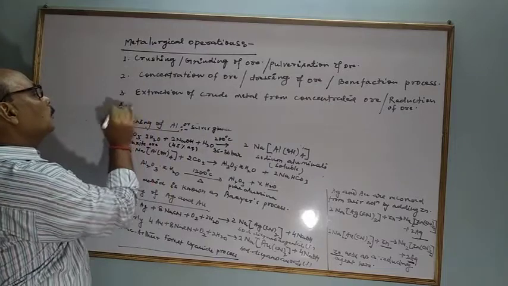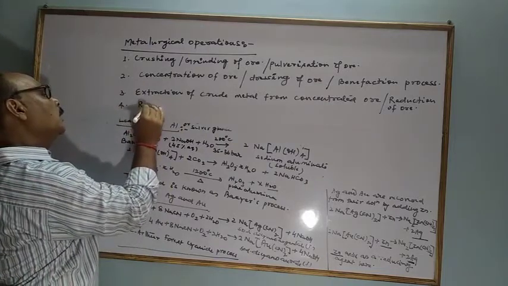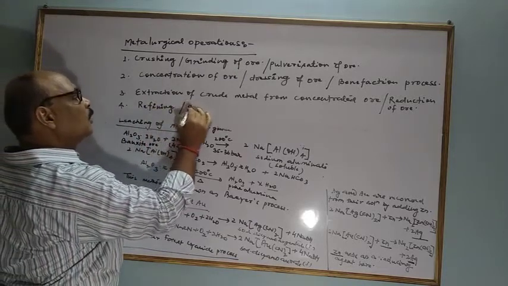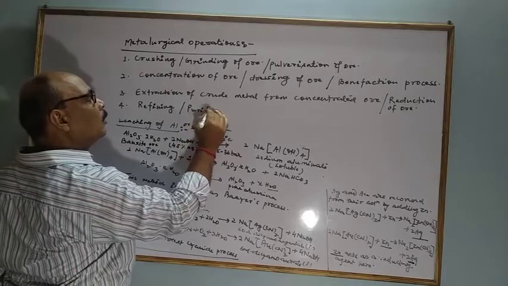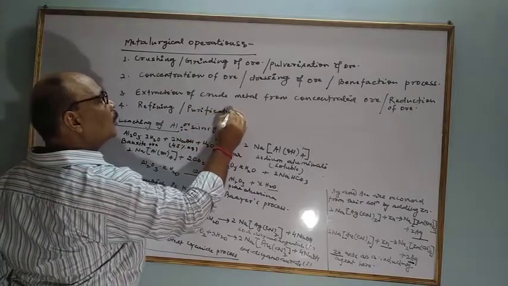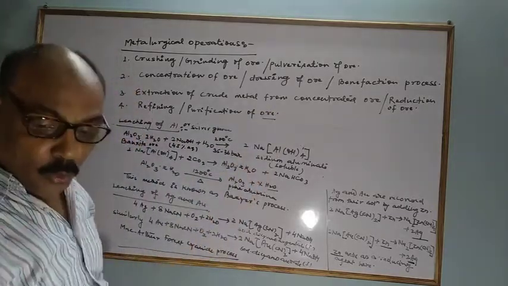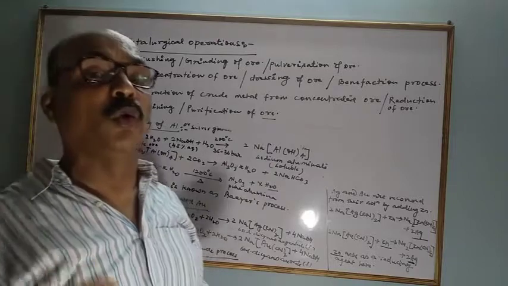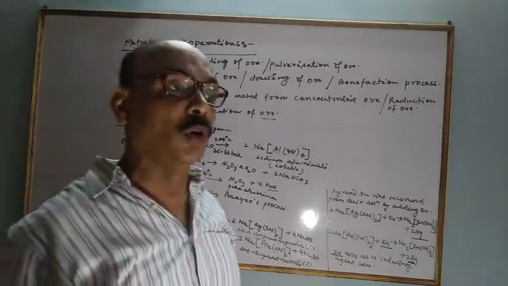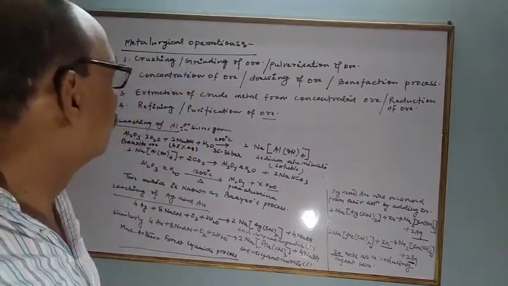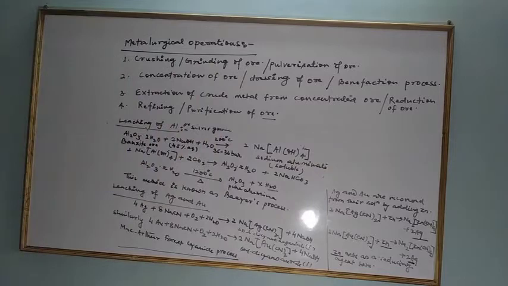And fourth is the refining slash purification of ore. So these are the four operations that are required to be applied in order to convert the ore into the pure metal. We will learn it one by one. So please pay attention. It's a very simple unit and a 3 marks question in the board examination comes every year.